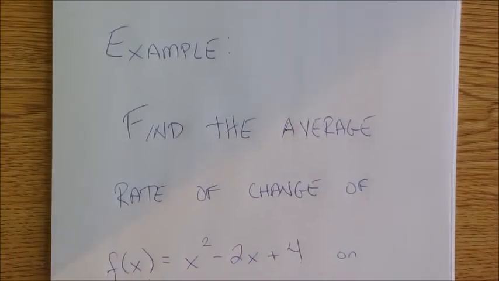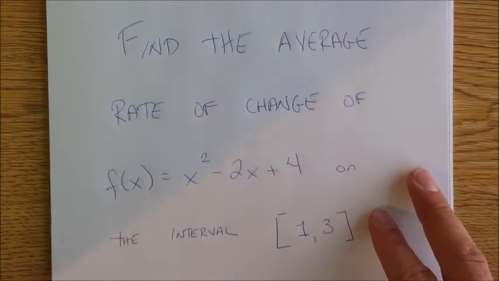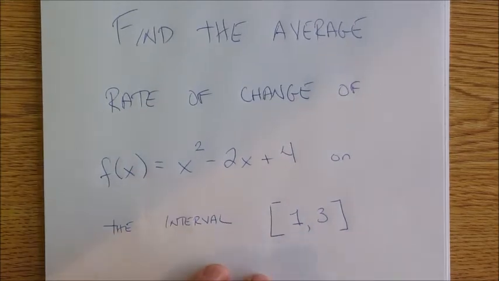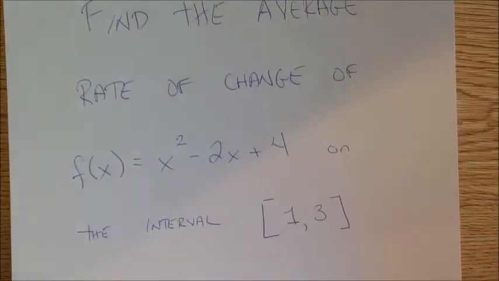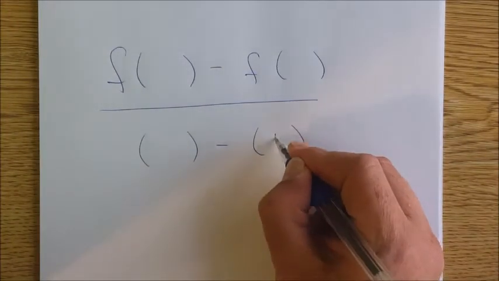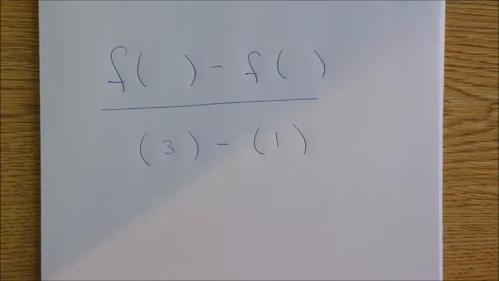Now, here's an average question. Find the average rate of change of f of x equaling that for the interval from 1 to 3. So, what we would do is we would go back to here and we would figure out our pieces. So, the interval is from 1 to 3. So, the last one is 1 and the first one is 3. So, we're comparing it out of a distance of 2.